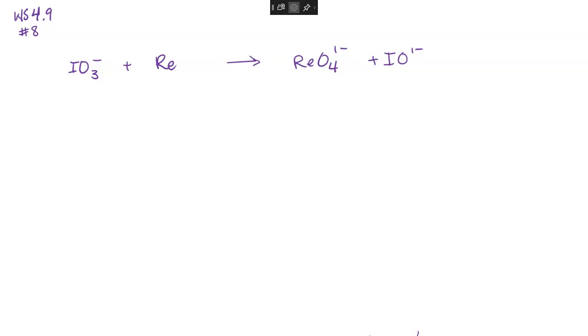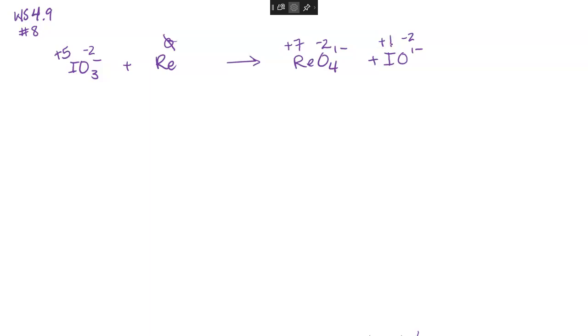Okay, assigning your oxidation numbers. First one, iodate ion. Which one's easy? Oxygen has what? -2. So what does iodine have to be? +5. So that way you end up with a negative overall charge. What is rhenium then? 0. In the other compound, what is rhenium? Well, what's the easy one? Oxygen. What does rhenium have to be then? +7. On the other side, what is oxygen? And iodine? Look at how fast y'all did that.